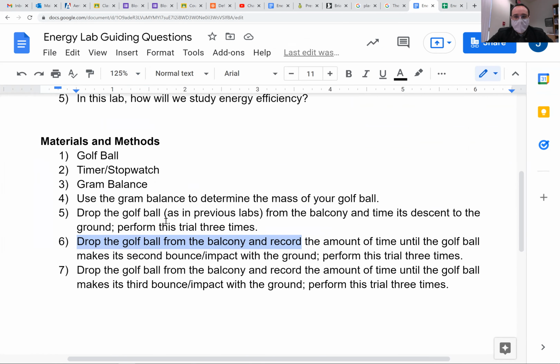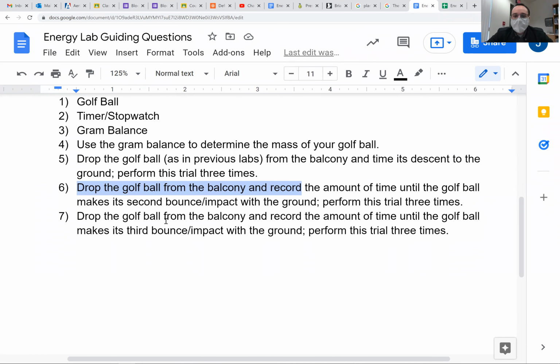We're going to drop the golf ball from the balcony and record the amount of time until the golf ball makes its second bounce or impact with the ground, okay? You're going to perform that trial 3 times. So how does that one work? The second time you drop the ball, it bounces once, and then when it hits the second time, that's when you stop your timer.